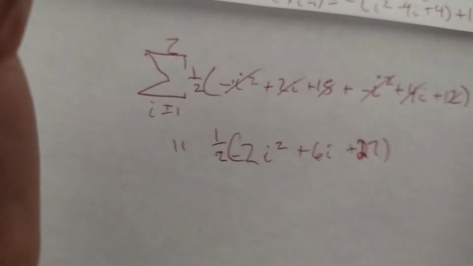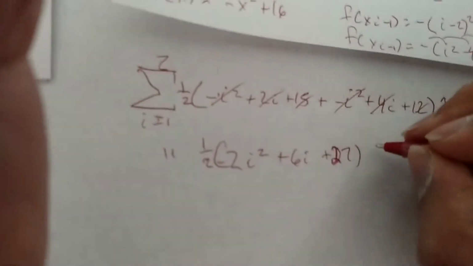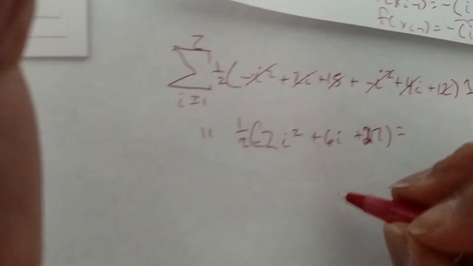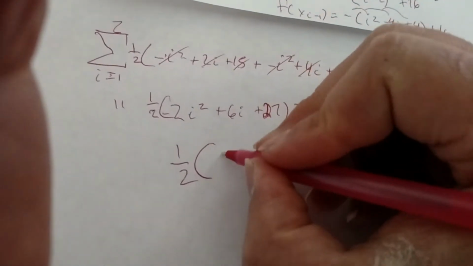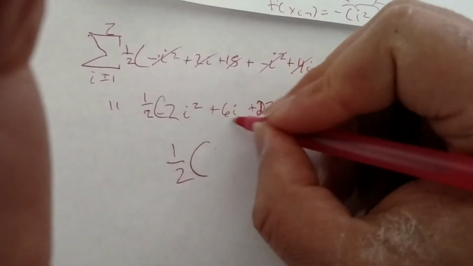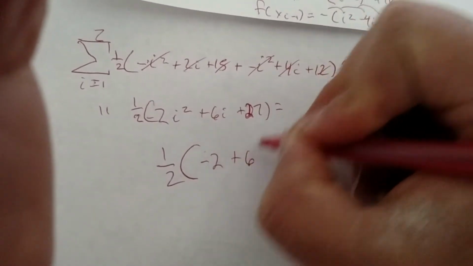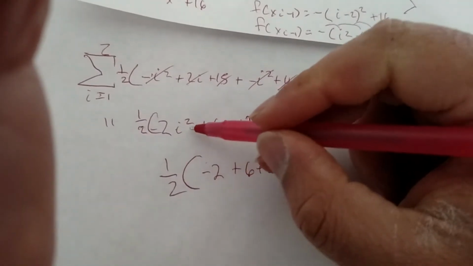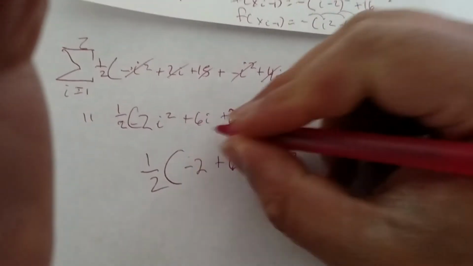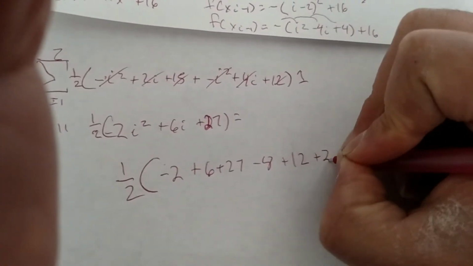All right. So basically we have to plug in 1 and we have to plug in 2. So I'm going to do that trick where I factor out a 1/2 before I even start. Okay. So I've factored that 1/2 out. So I'm just going to plug in 1. So it's negative 2 times 1, negative 2. 6 times 1 is 6, 27. And then 2, negative 2 times 4 is negative 8. 6 times 2 is 12. 27 is just the same.